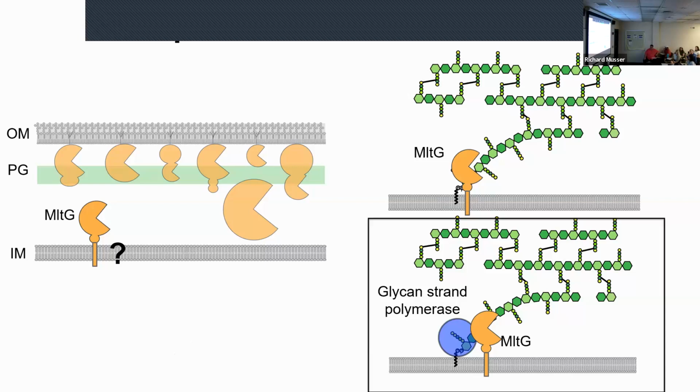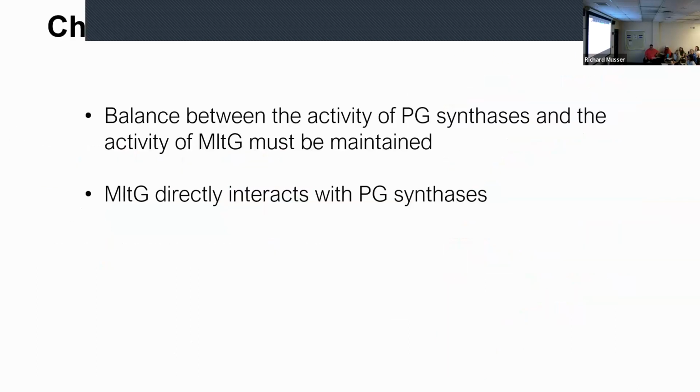So, active termination. What would we expect from that? Well, two big things. One is that the balance between the activity of the peptidoglycan synthase must be balanced with the activity of MltG. If the activity of MltG is too great relative to the PG synthase, shorter glycan strands are going to be made. And those shorter glycan strands will not have the same structural integrity as longer ones. And the cell will not be as healthy.